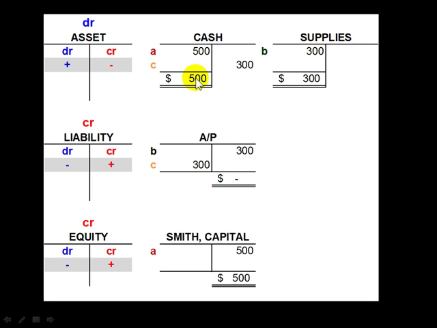So note that. My supplies I carry down, and they're 300. My AP is 0 because it wipes itself out. Debits minus credits is 0. And my capital is 500 because I bring it down. So that's kind of a basic set of transactions. You're going to do some of these in your homeworks.